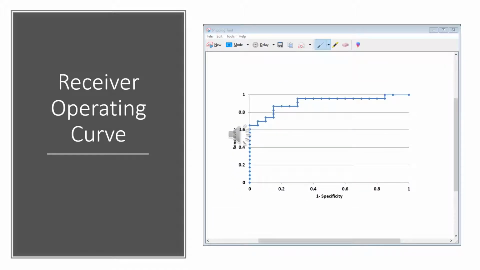The receiver operator curve can be used to test the accuracy of our predictive model used in SQL. This slide represents a receiver operating curve, and it shows the relationship between sensitivity and specificity. For example, a decrease in sensitivity results in an increase in specificity. Test accuracy is the area under the curve. The larger that curve, the more accurate the test.